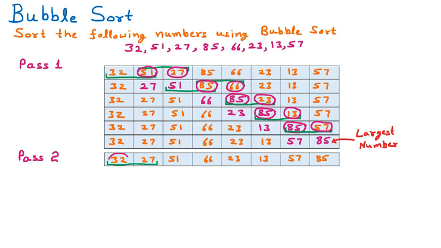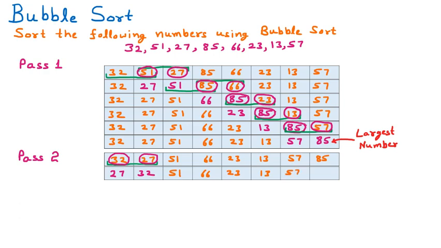So we are swapping these two numbers, 32 and 27. We are inserting one more row here. So 27 will come before and then 32 will come. And all the numbers will be as they are: 51, 66, 23, 13, 57 and 85. Now we are comparing the next two numbers, 32 and 51.